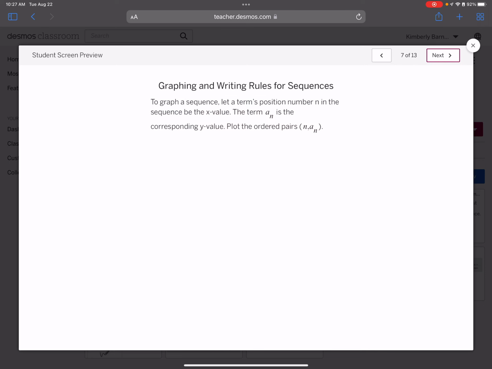Okay, moving forward. Graphing and writing rules for sequences. So first thing is graphing. If you're graphing a sequence, we already said the position n is the domain. So those are your x values. The terms, a sub n, are your range or your y value. So you'll plot the ordered pairs n, a sub n.